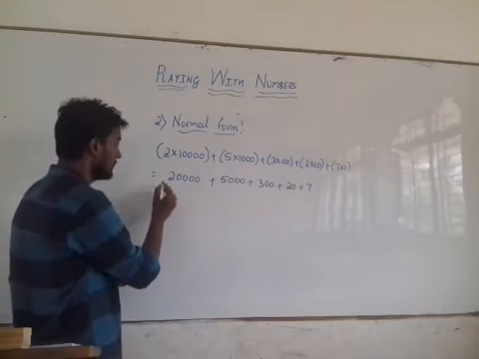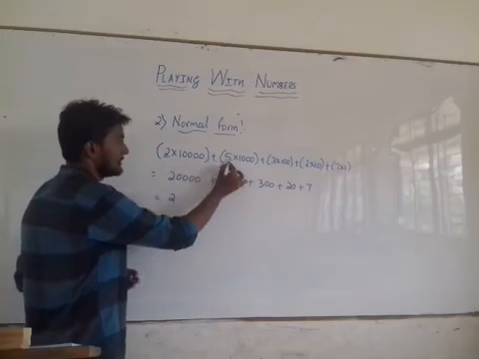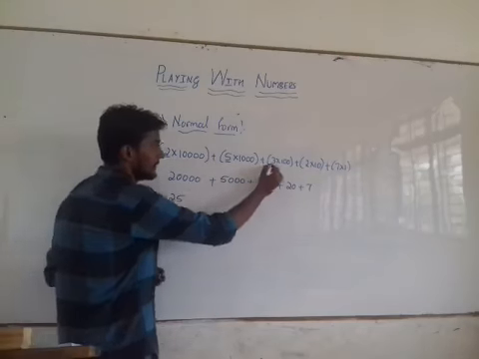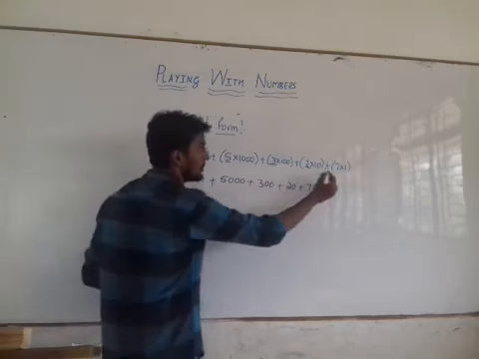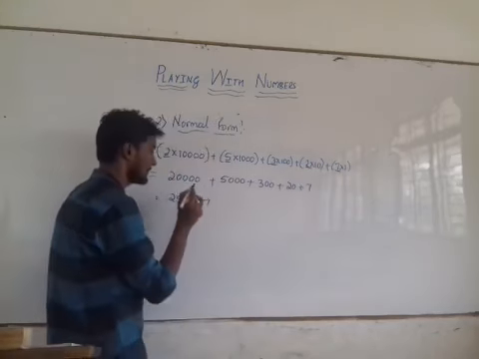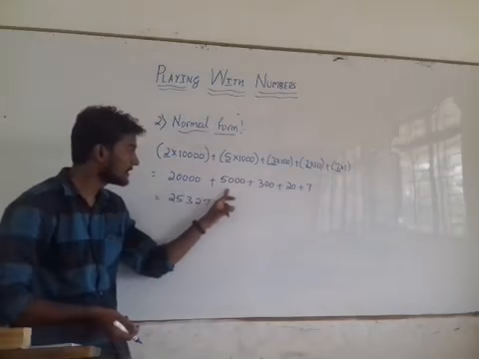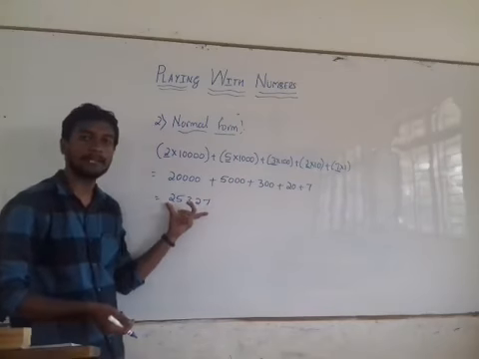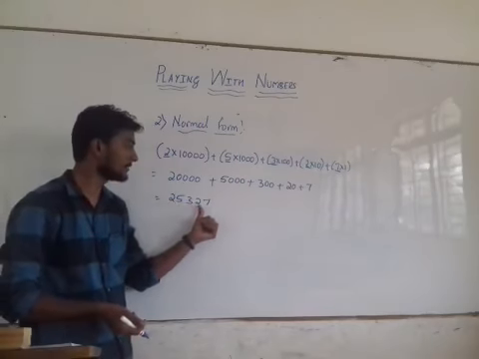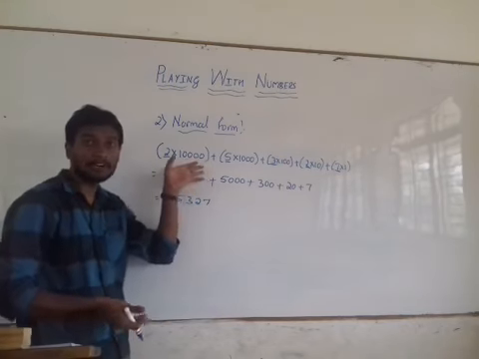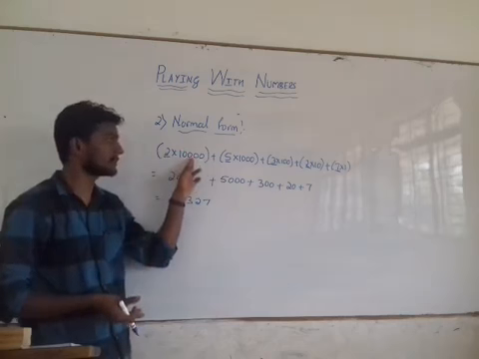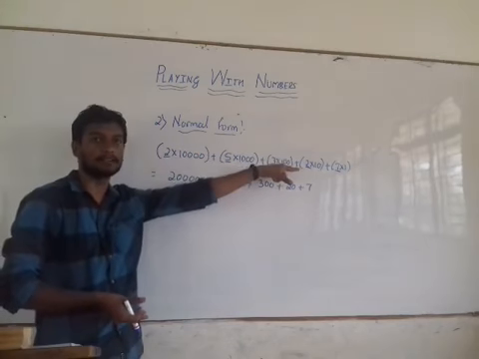See here, first we are having 2. Next we are having 5. Next we are having 3. Next we are having here 2. Next we are having here 7. So if you add these all, you are getting 25,327.